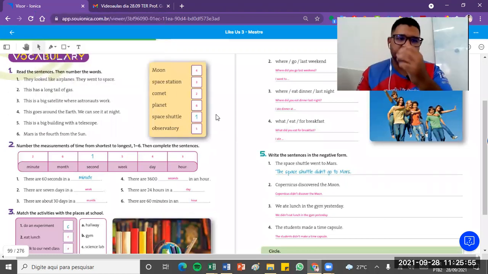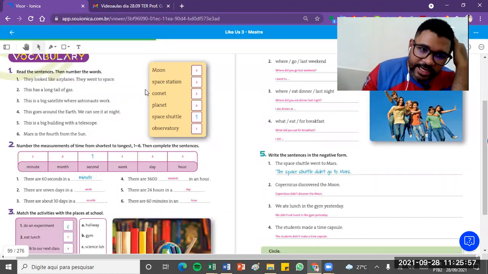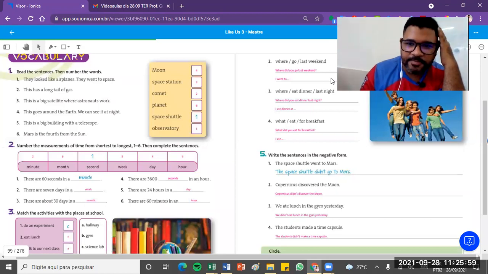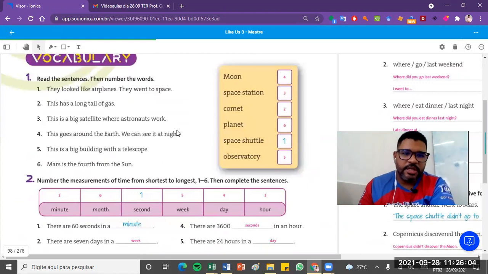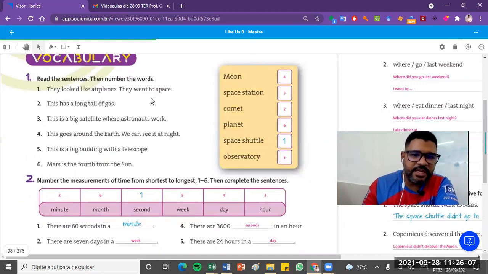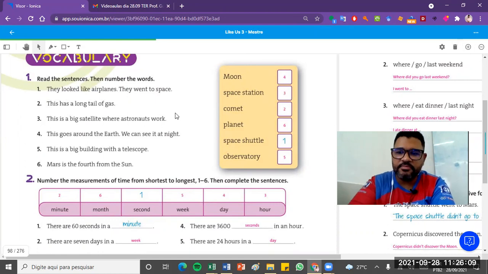On page 96, we have, they look like airplanes. So read the sentence, and then number the words. Então, aqui a gente tem umas sentenças, né, para praticar vocabulário. E ao lado temos as palavrinhas com que elas fazem relação. Então, tem as sentenças aqui, que são as explicações dos vocabulários, das palavrinhas. São os significados dessas palavrinhas.